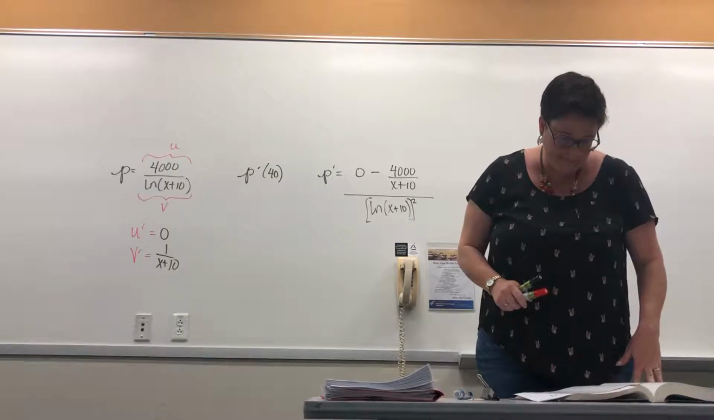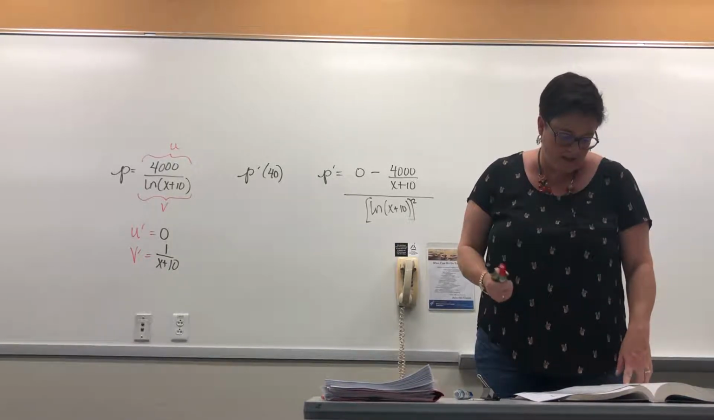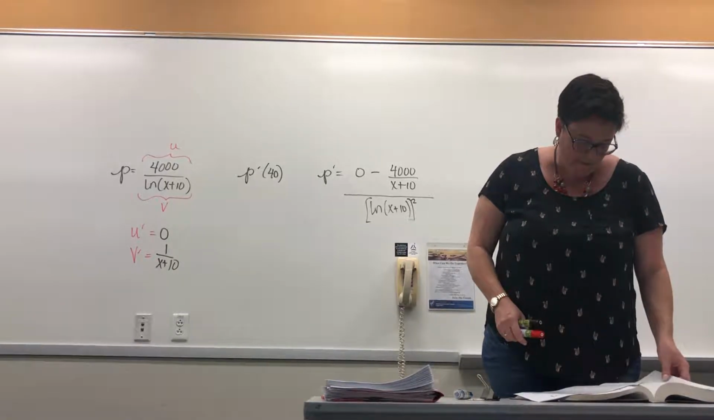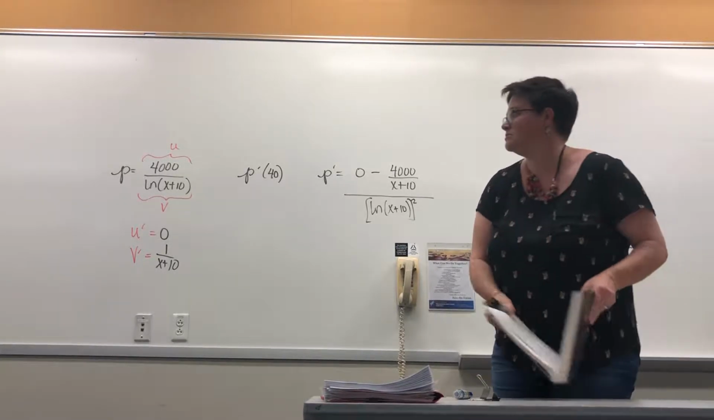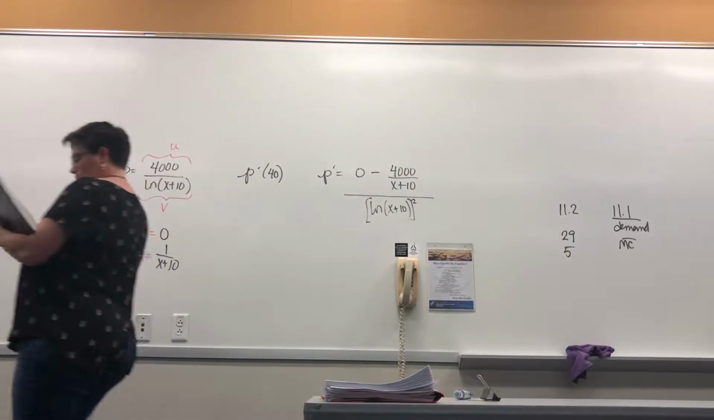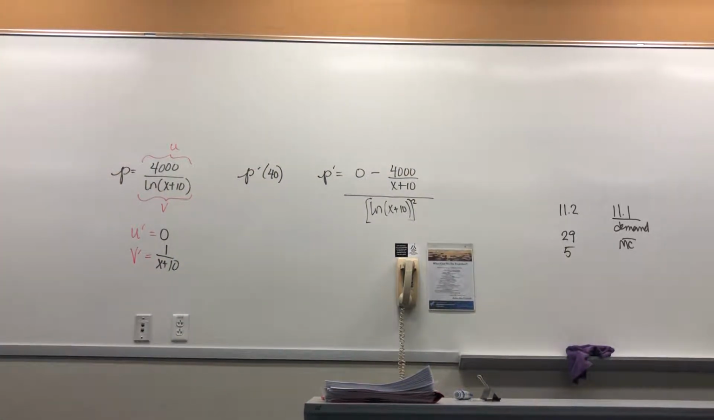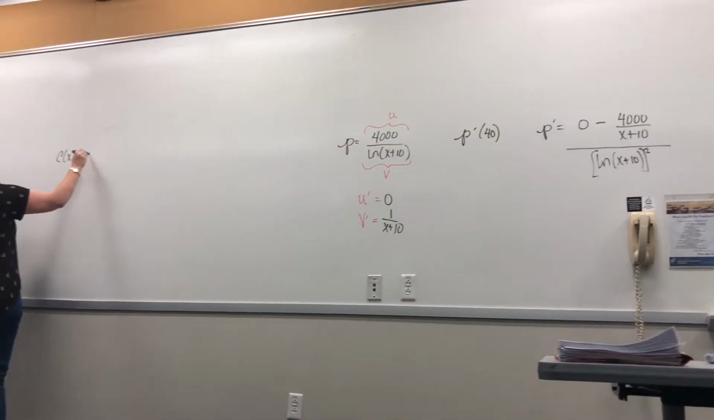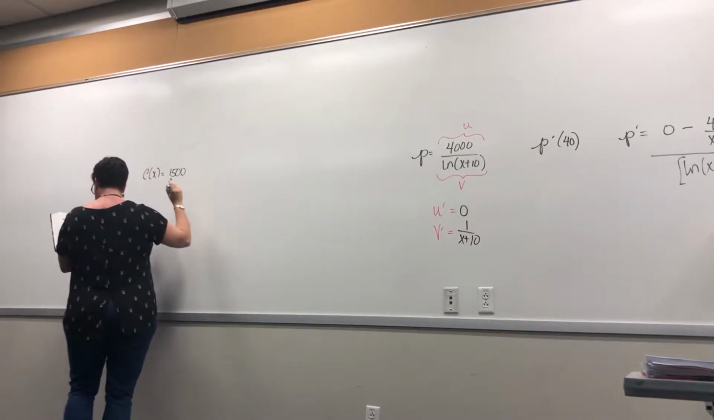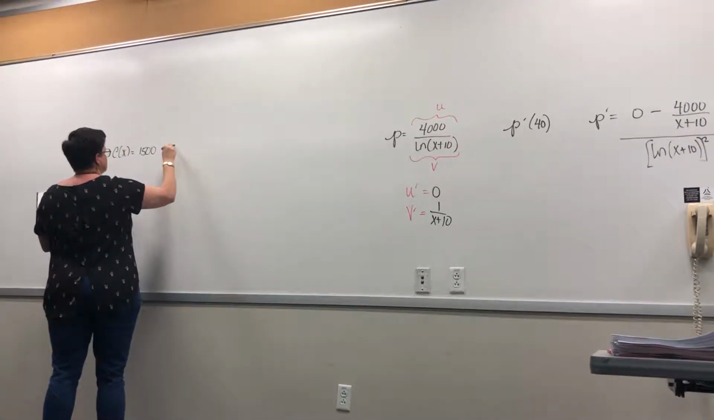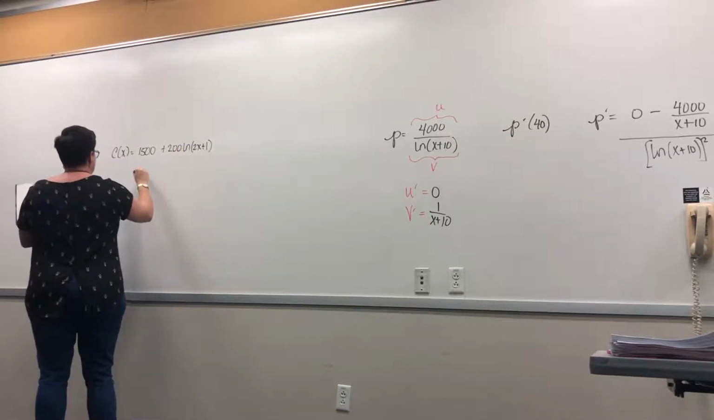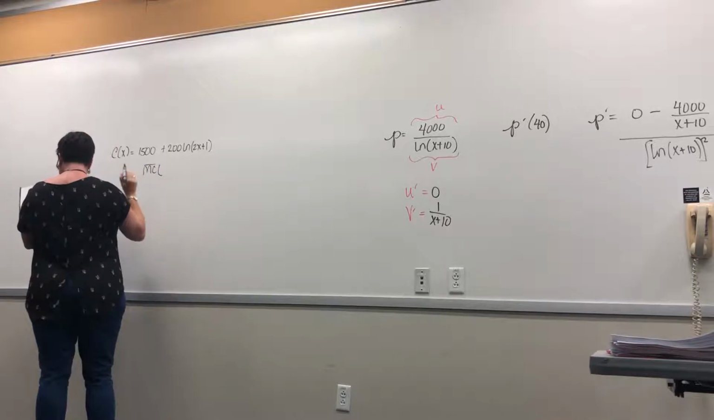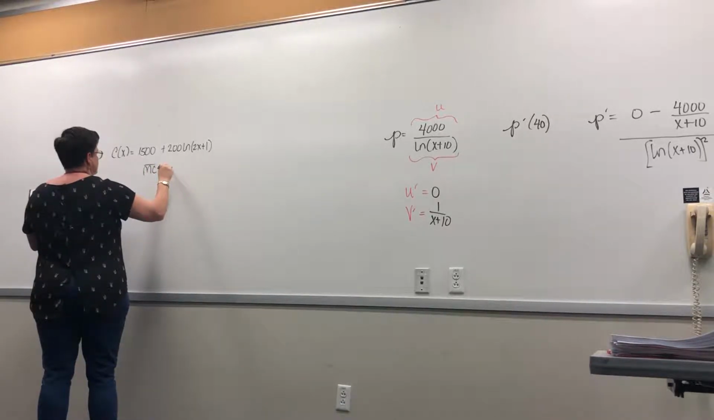Marginal cost. Find the marginal cost when 200 units are produced and interpret your result. You guys are way overthinking this. Cost equals 1,500 plus 200 natural log of 2x plus 1. And it wanted us to find marginal cost when 200 units are produced.